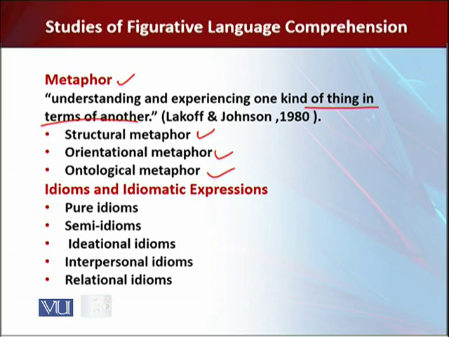Then you have ontological metaphor, which is portrayed as providing concepts in the shape of objects and substances. For example, in the sentence, I have got a mountain of work to do, you visualize the amount of work as having a concept of a mountain in our mind, and this mountain over here is an ontological metaphor.